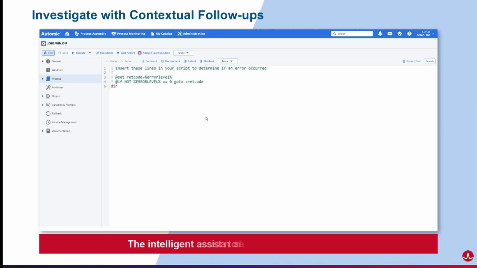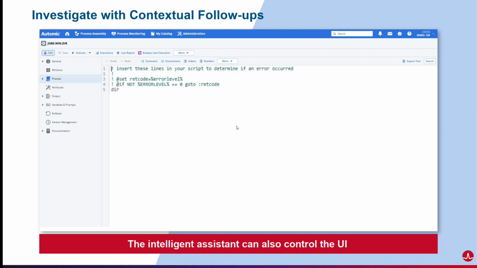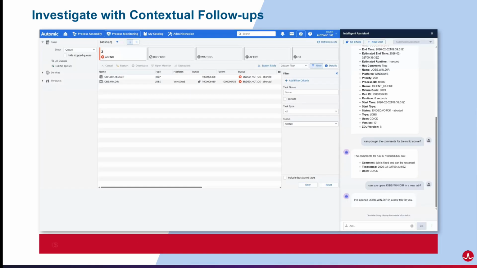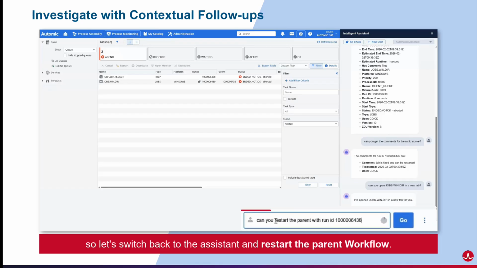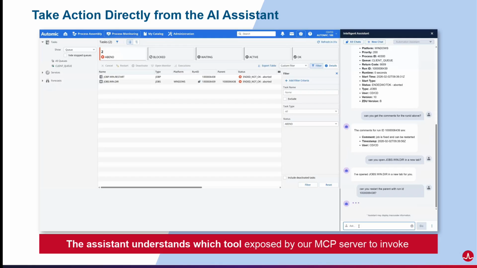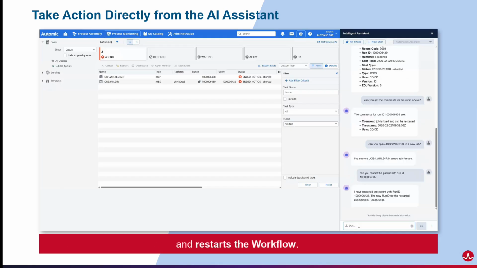The Intelligent Assistant can also control the UI and will open a new browser window displaying the job properties. We assume it all checks out, so let's switch back to the Assistant and restart the parent workflow. The Assistant understands which tool exposed by our MCP server to invoke and restarts the workflow.